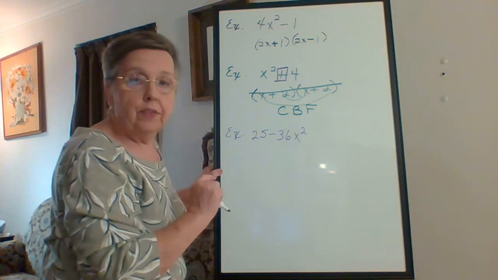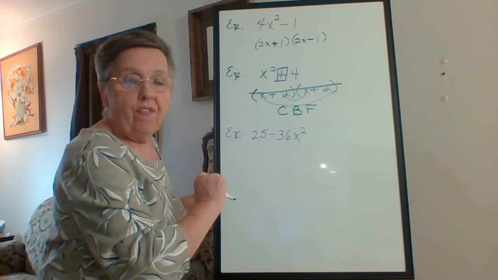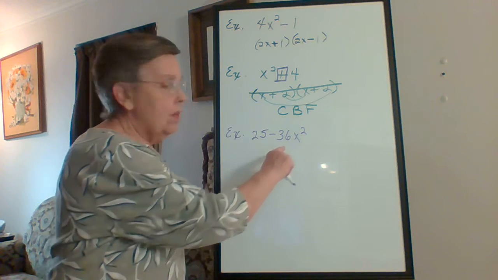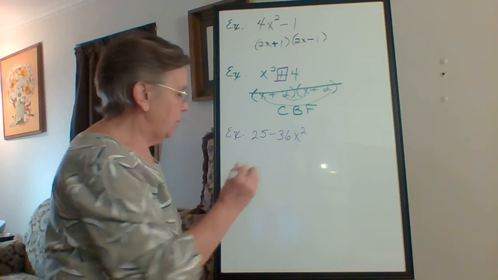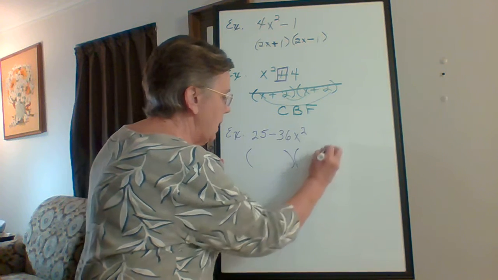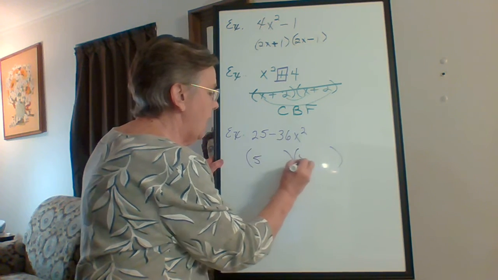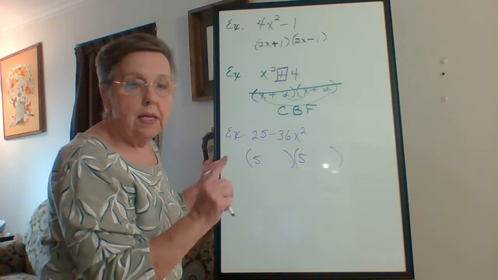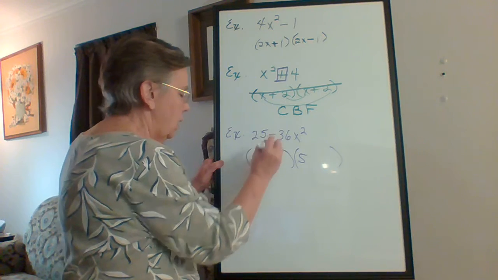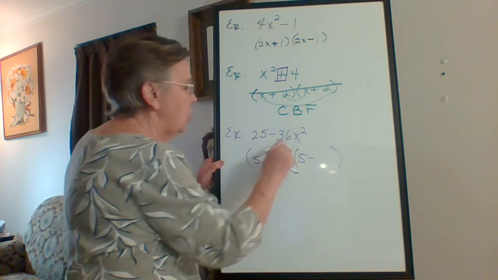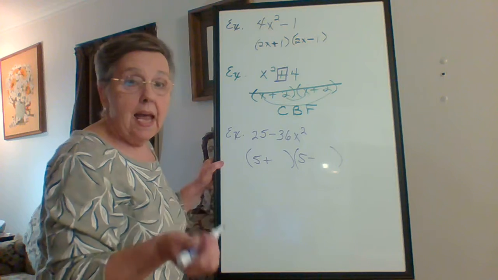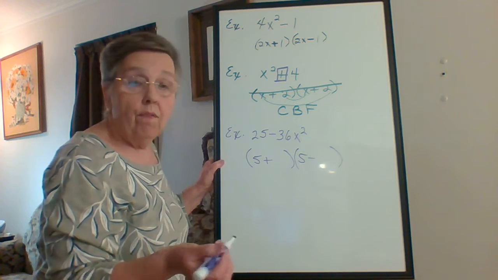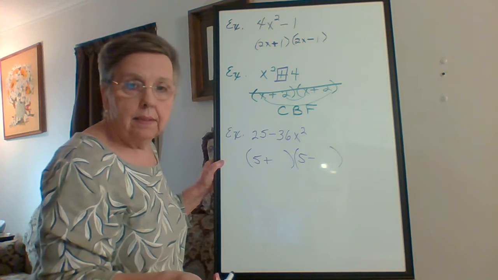Is 25 a perfect square? 25 turns into 5 times 5. 36 is, okay, let's go ahead and write that down. 5 and 5. Remember, the number is first. That is important. Okay? One plus, one minus. 36. Well, I can have 1 and 36, 2 and 18, 3 and 12, 4 and 9, 6 and 6.